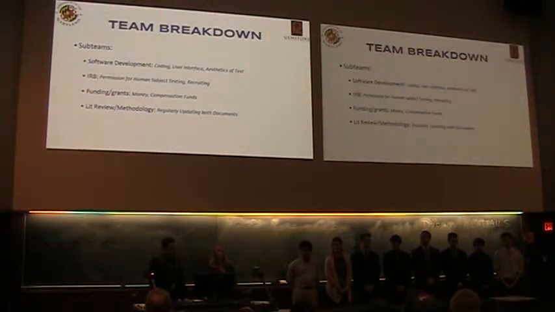So here's how we broke down into teams. We have coders who are developing our prototype. We have an IRB team because we are doing human testing, so we need to get approval. We also have a grant team because we want to compensate our participants. And lastly, we have a literature review and methodology team, so we can constantly update those documents as well.